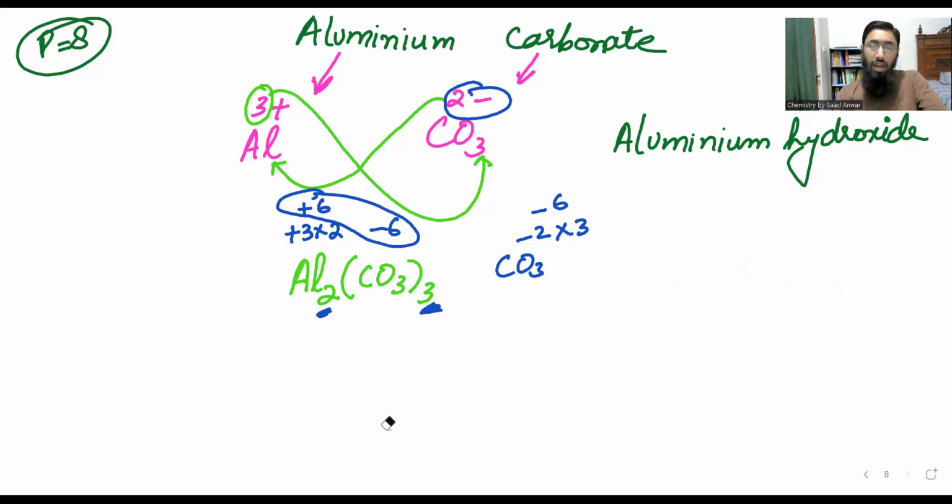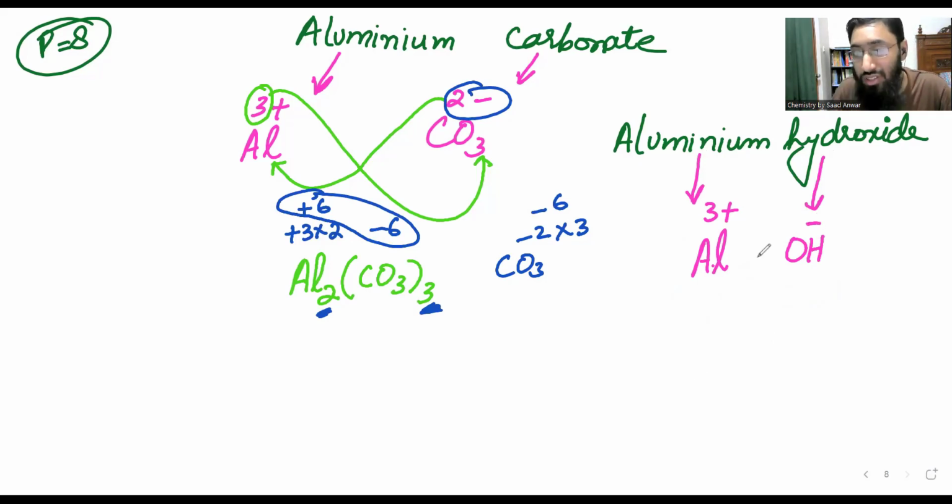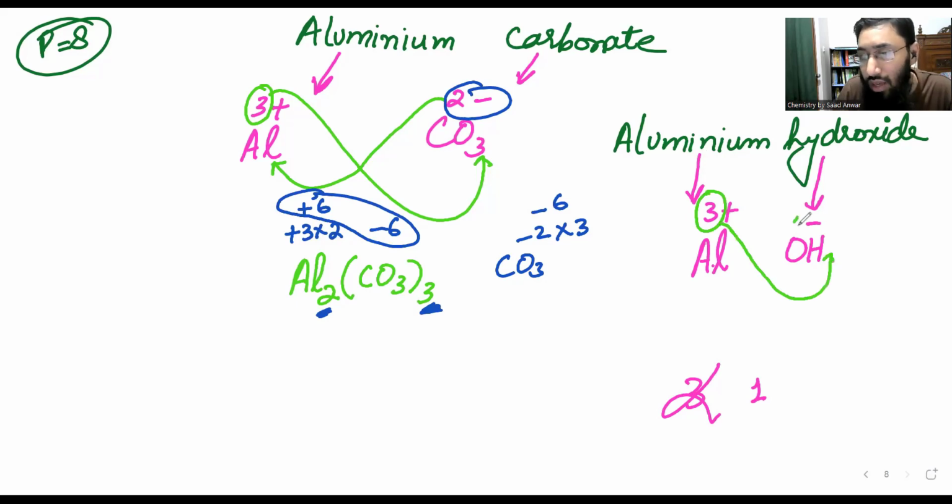What about aluminium hydroxide? Aluminium carries 3 charge. Hydroxide carries 1 negative charge. So we cannot cancel 1 with 3. We do crossing over. We transfer this 3 here. Here we have 1, and we don't need to transfer 1. So the final formula will become Al. We don't need to write 1 here.